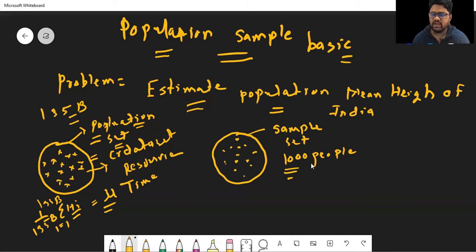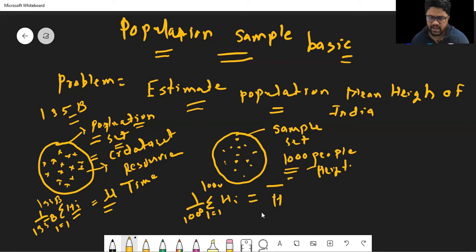So in that way we will collect only 1,000 people's heights. Okay, and then now we will calculate the mean of all heights. So i goes from 1 to 1,000, h_i, and here 1 by 1,000. In this way you will calculate the mean of 1,000 people's heights, and generally it is denoted by h bar.